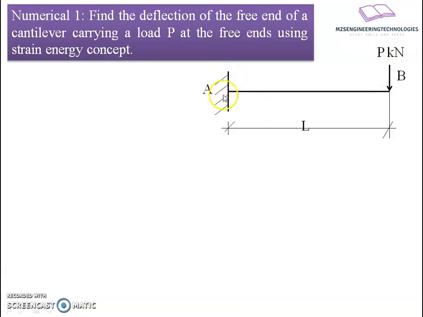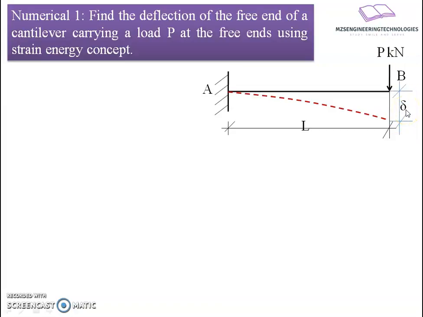Since A is a fixed end, there will be no displacement at A. The only displacement will be at B. Let us move towards the solution. We can say the profile of deflection will be such, and the maximum displacement at B be delta here. We are interested to know the value of delta.